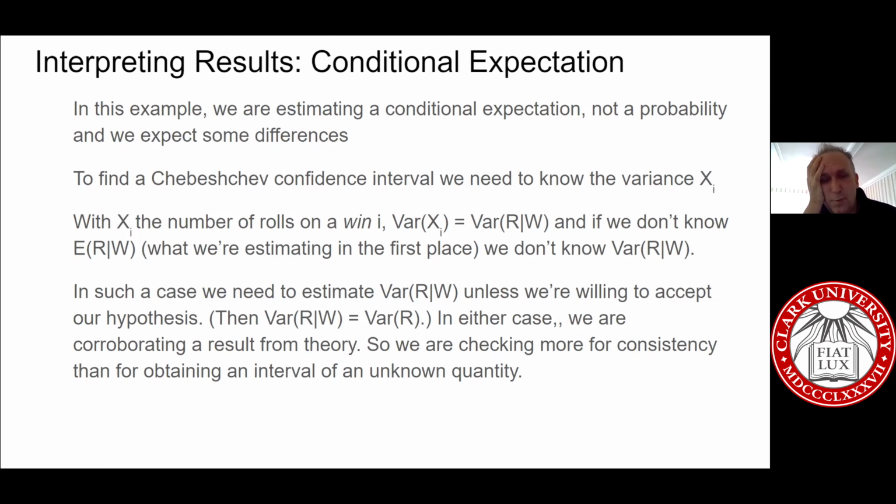But certainly, the whole point I'm doing this is to find the expected value of R given a win, and you can't know the variance if you don't know the expected value. So you're stuck here, and you would have to estimate this somehow. However, you can also slug this one off as just saying this is one of the ones that I'm really just verifying a result from theory. So I'm not so concerned about finding an interval. I just want to verify that the theory looks right.